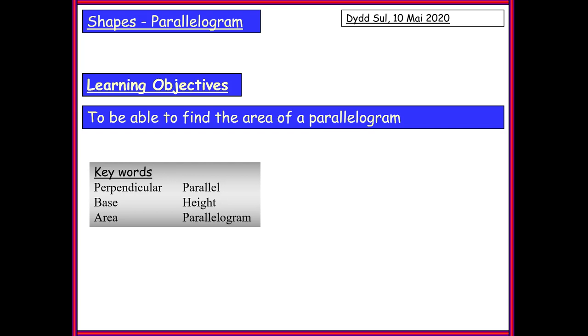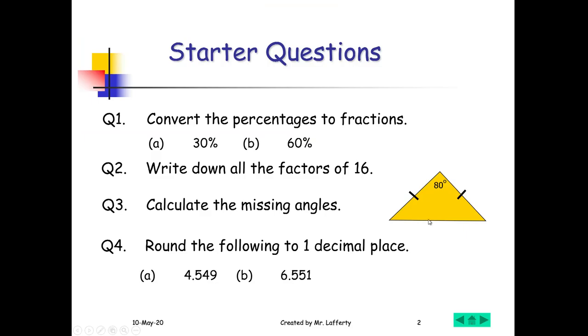You can pause it when you need to, make your notes. So you can click pause now and make your notes: shapes, parallelogram, learning objective, and keywords. When you're finished, press play and carry on. Quick starter for you. Press pause, complete the starter.